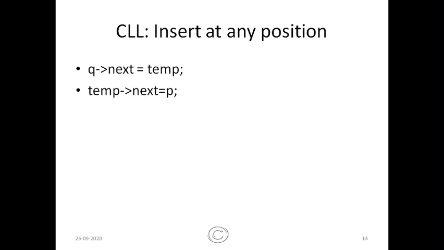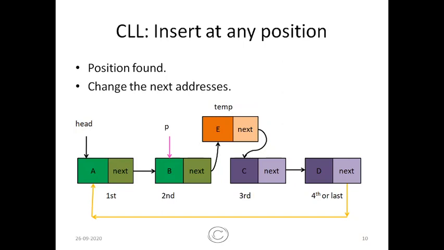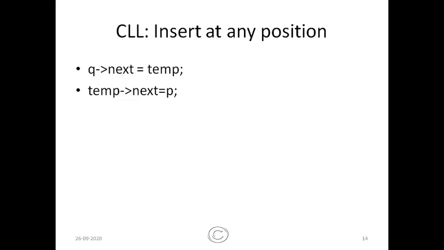Now simply q next will be temp, and temp next will be p. So q will now hold the previous node, and p will be at c. So q next will be the temp value, and temp's next will be p. That is, p next will be the current node, that will be the c node. So this is overall about insert at any position. The code part we'll see in another class also, to refine that.